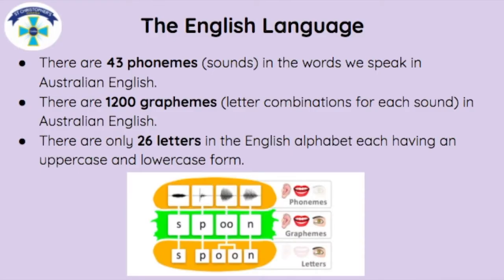English is a complex language. To give you a bit of a background understanding, there are 43 phonemes, or sounds, in the words that we speak. But there are 1,200 graphemes, and these are the letter combinations for each sound that we use when reading or writing. But there are only 26 letters in the English alphabet. So, to support our students in learning about such a complex language, we use resources from a program called Soundwaves.